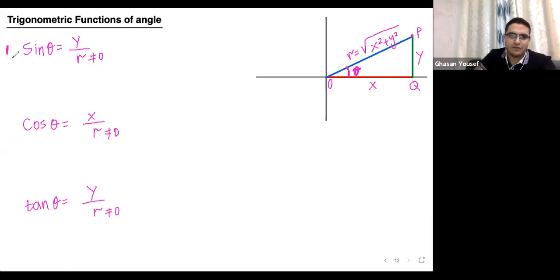So first one, second one, third one. Also the same thing for the reciprocals. The reciprocal of the sine is cosecant. Cosecant of theta is the reciprocal of this, r over y.